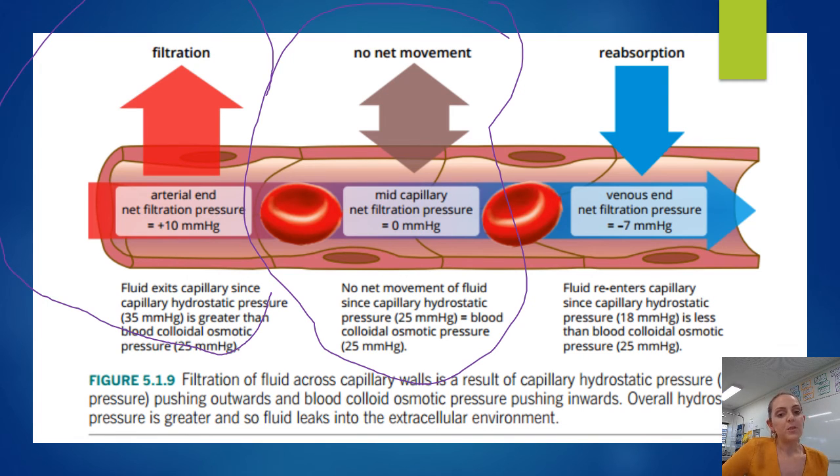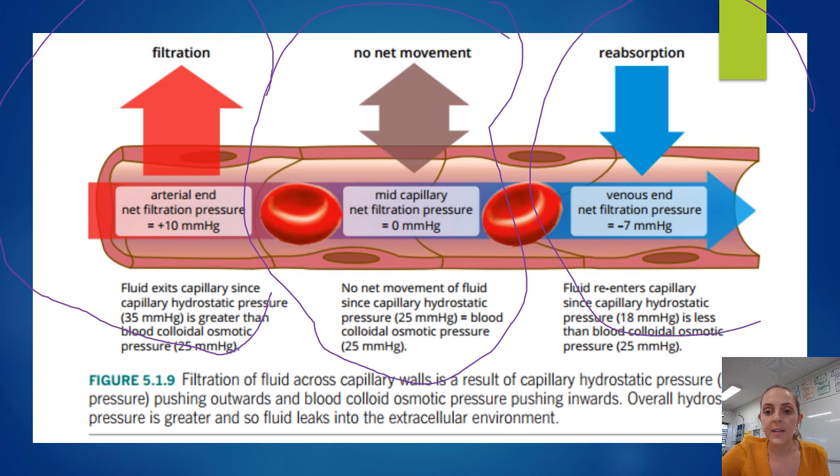So this is what happens on the arterial end. So that's the side that is oxygen rich. So we've breathed in, oxygen's diffused in, and the blood is full of oxygen ready to be carried around. Now, because of that, we have a greater pressure inside the capillary than what we have outside the capillary. So that encourages blood to filter out to other areas where they require oxygen.